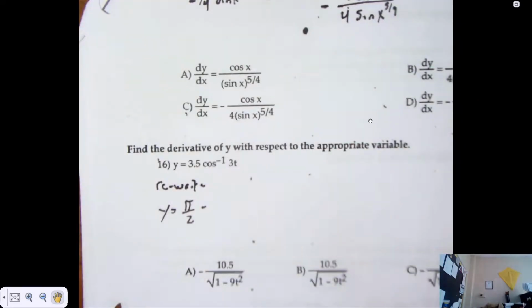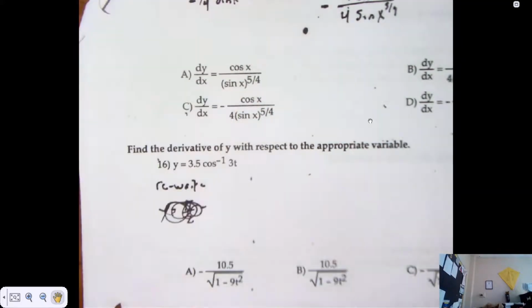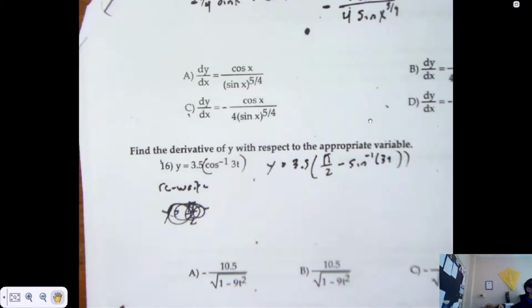I need to check on this. Y is 3.5 times pi over 2 minus arc sine of 3t. It actually won't matter. There's a 3.5 in front of arc cosine, and arc cosine is pi over 2 minus arc sine. It's just a technicality. We're just going to put it back in.